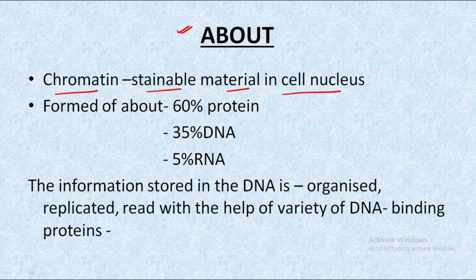Talking about the introduction of the topic, chromatin is the stainable material in the cell nucleus. And what is a nucleus? As we have discussed in the basics of cell biology, a cell contains three main components: the cell membrane, then the cytoplasm, and then the nucleus in the center. The chromatin material is present inside the nucleus and it is the stainable material.